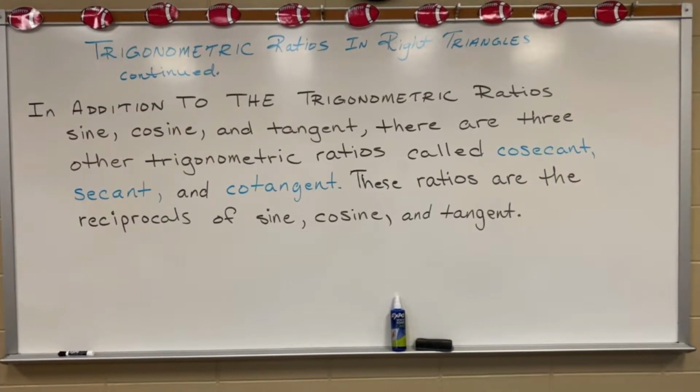In addition to the trigonometric ratios sine, cosine, and tangent, there are three other trigonometric ratios called cosecant, secant, and cotangent. These ratios are the reciprocals of sine, cosine, and tangent.